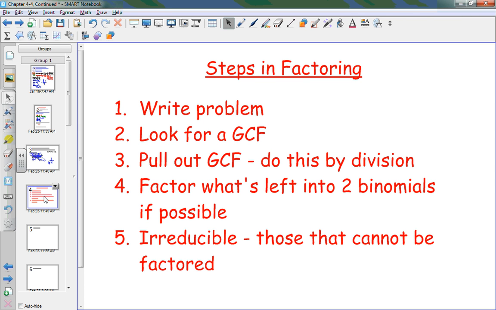Then, after you find your GCF, if it's only 1, do I need to factor out a 1? 1 doesn't change anything, does it? It's itself. So you're going to pull it out, you're going to do this by division, and you're going to factor what's left into two binomials if it's all possible. If it's not possible, then you're going to go ahead and make it irreducible. Do we understand that, yes or no?